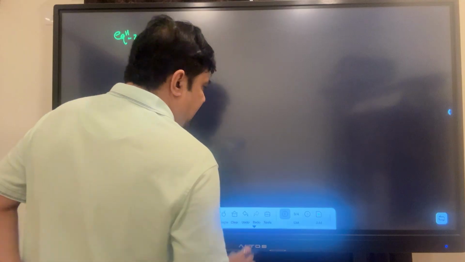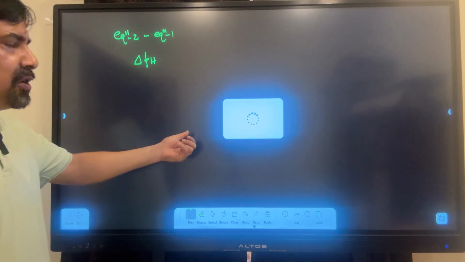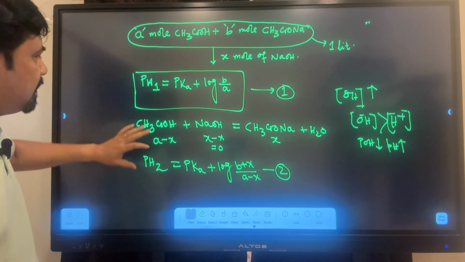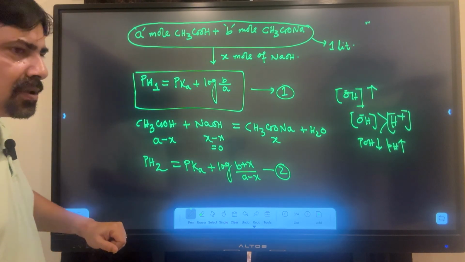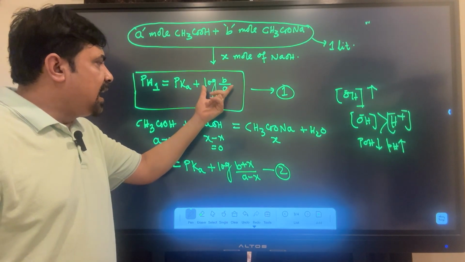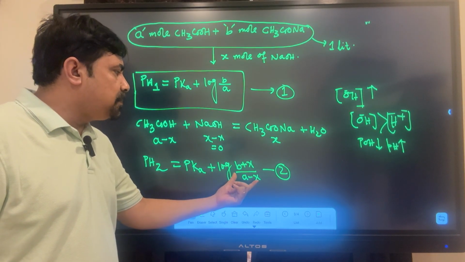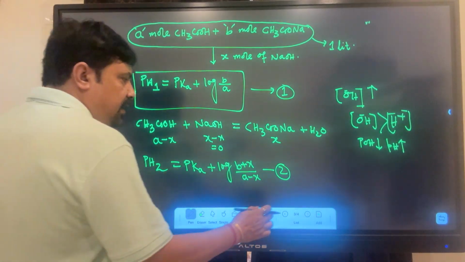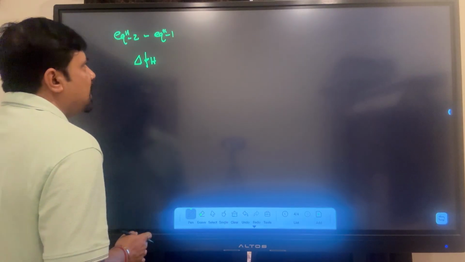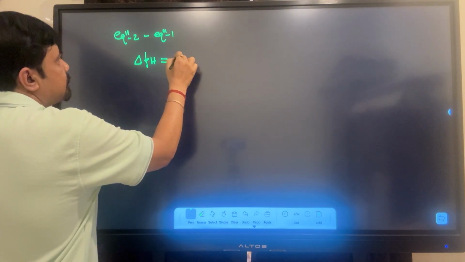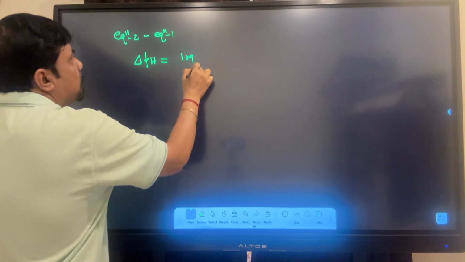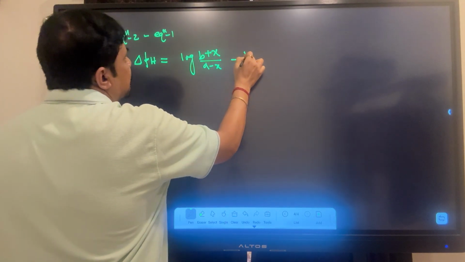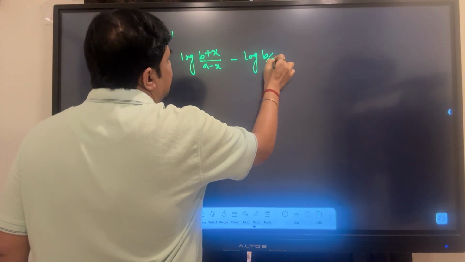You look at this one. Here, in the initial slide, both things were there. Then pH2 minus pH1 is delta pH, and pK cancels out. Then what do we get? Delta pH will be equal to log of (B plus X) by (A minus X) minus log of B by A. We are getting this one.